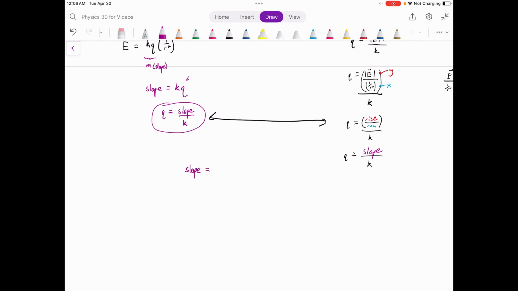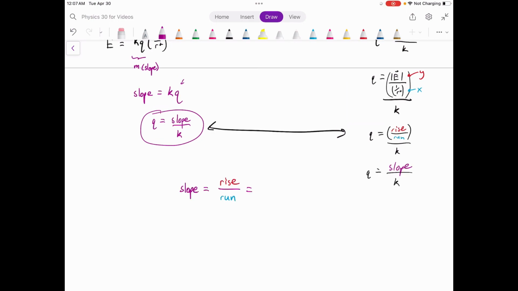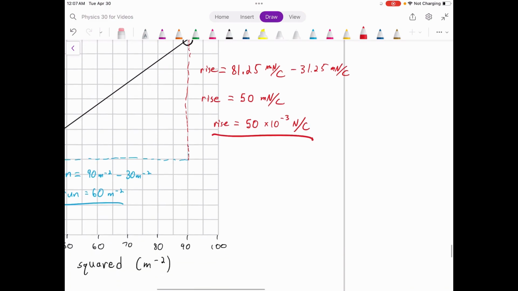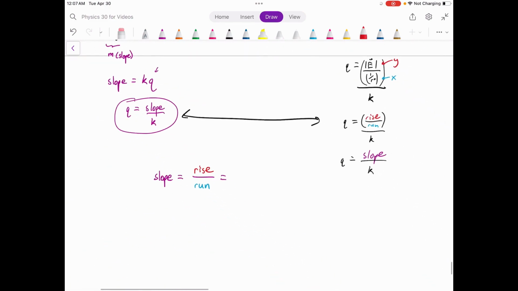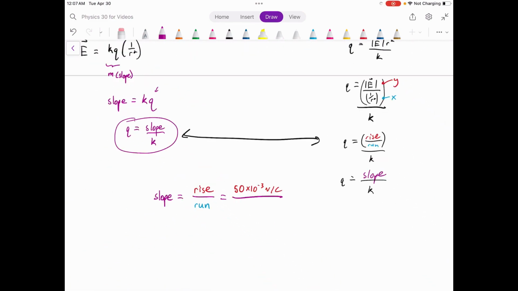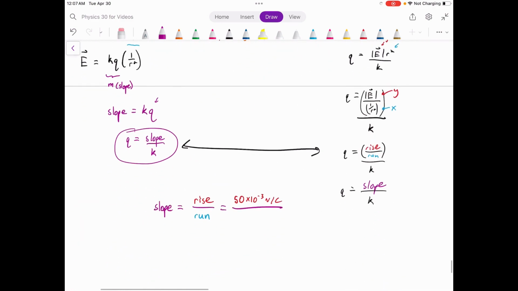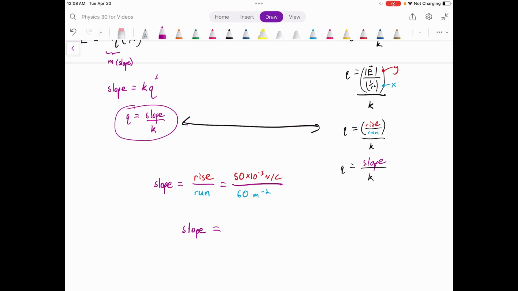So slope is rise over run. And we've just worked out that the rise is 50 times 10 to the negative 3 newtons per coulomb. And the run is 60 inverse meters squared, right? And therefore our slope is just going to be, right, 50 times 10 to the negative 3, or 0.05 divided by 60, which gave me 8.3333 repeating times 10 to the negative 4.